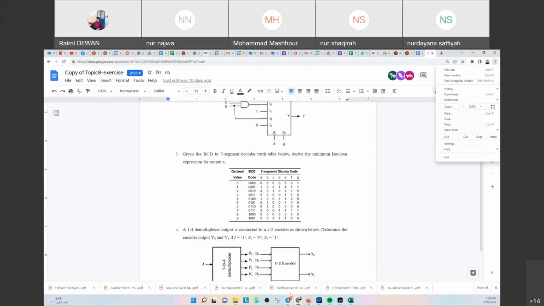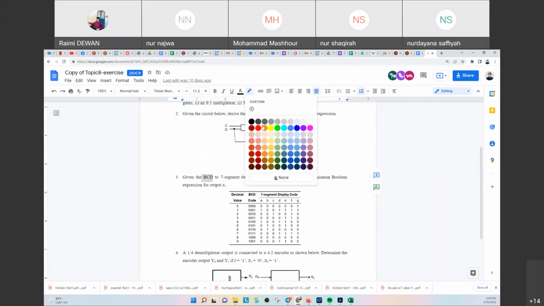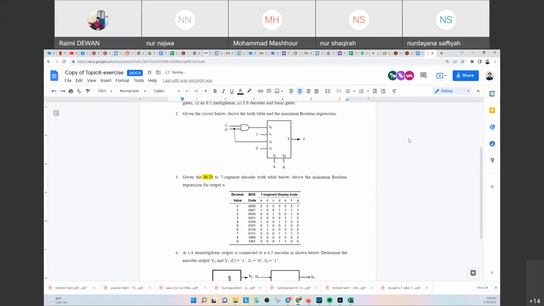So question number 3, given the BCD. Like what I told you, BCD means binary coded decimal. It's not binary, it's not the same. It's binary coded decimal, which means you have only symbols 0 until 9. You don't use 10, 11, 12, 13, 14, 15.